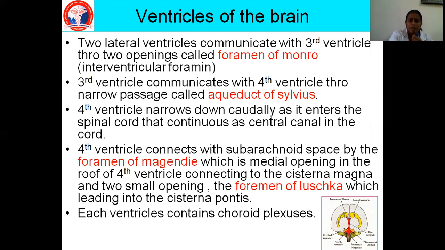Cisterna magna is nothing but a cistern present between the cerebellum and the medulla. And the fourth ventricle connects to the cisterna pontis via the foramen of Luschka. So each ventricle contains choroid plexuses.